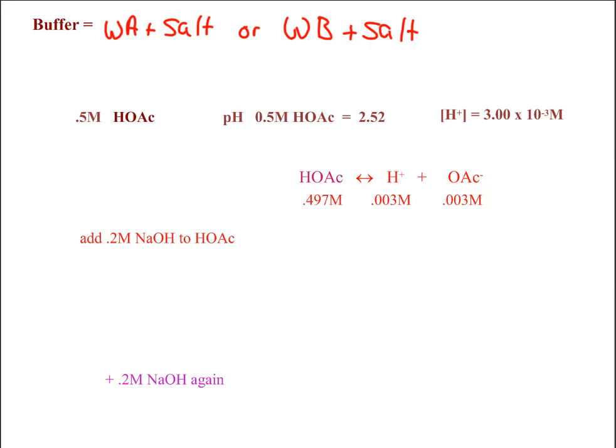Remember, anytime I change the number in the ones column of the pH, I'm changing a power of 10. So if I change numbers in the tenths or the hundredths place, I'm not changing the concentration a whole lot. I may be changing it a bit. So if we take a look at this example, we have a 0.5 molar solution of acetic acid, and the pH of that solution is 2.52.